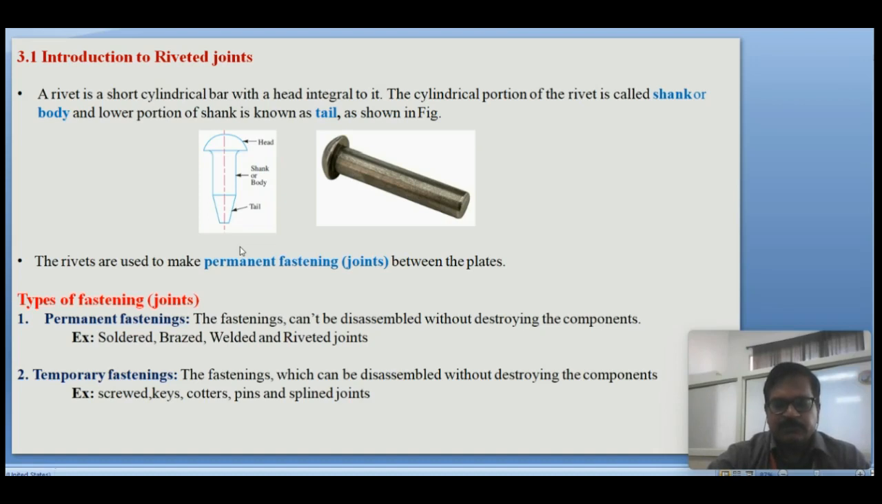Whereas the temporary fastening or temporary joint is the one which can be assembled or disassembled with ease by using a screwdriver or a wrench or something like that. The examples are screw joints, keys, cotters, splines, etc. These are called temporary fastenings. So the temporary fastenings can be disassembled without destroying the components. That is the meaning of temporary.